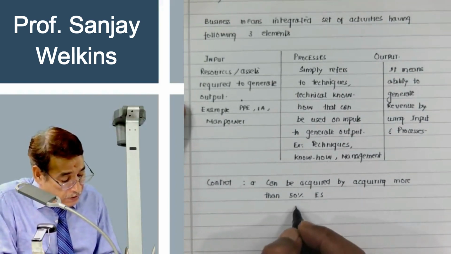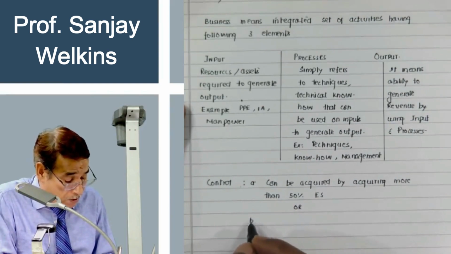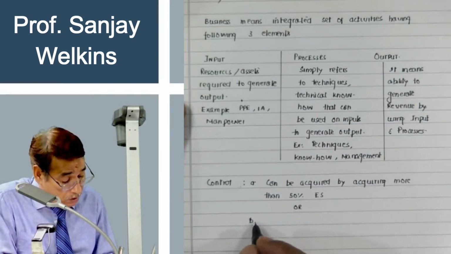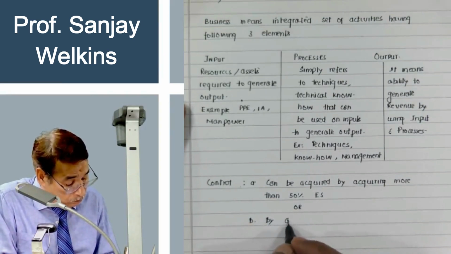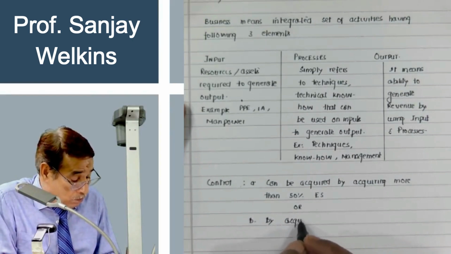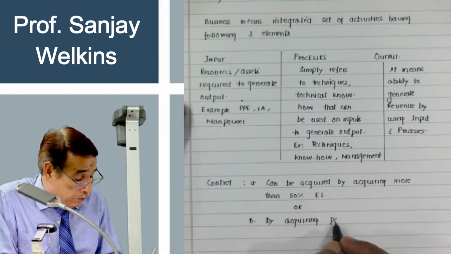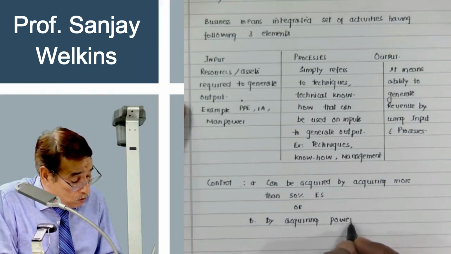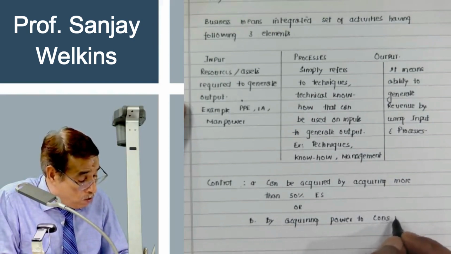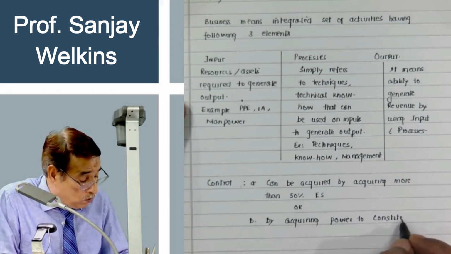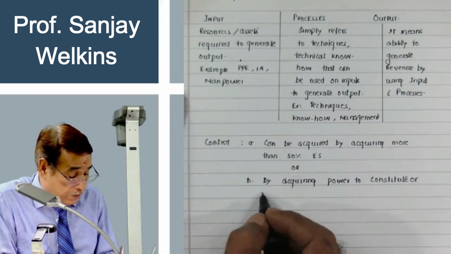However, in rare cases, control can also be acquired by acquiring power to constitute or compose the board of directors.